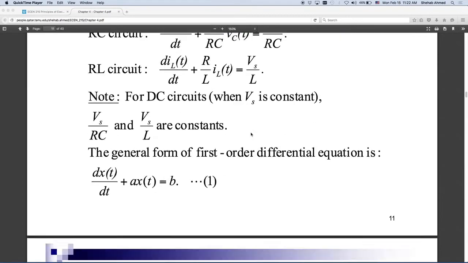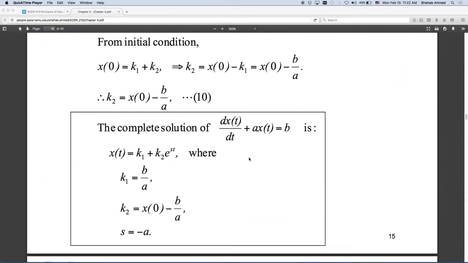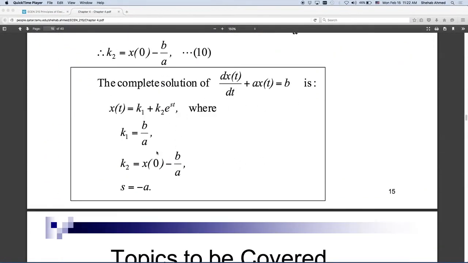Okay, so now that we've gone through the math, we have everything summarized in this small table here. This small table is pretty much all you need, right? As soon as you put your differential equation in this format, the solution to the differential equation is k1 plus k2 e to the st. S is equal to minus a, this constant you have here. K1 is equal to b over a. K2 is equal to the initial condition of the variable x minus b over a.